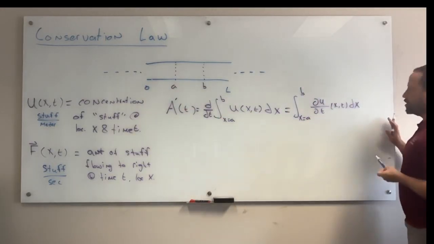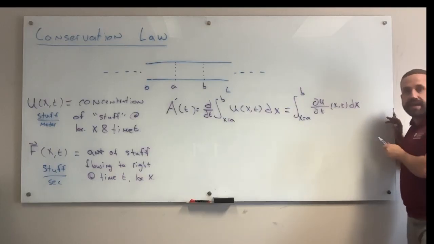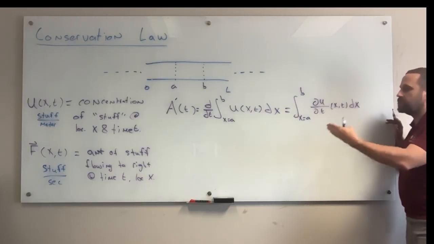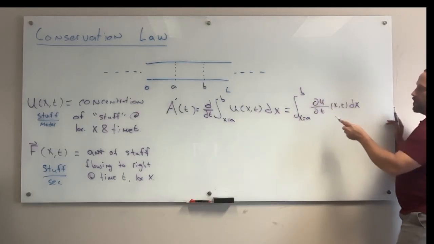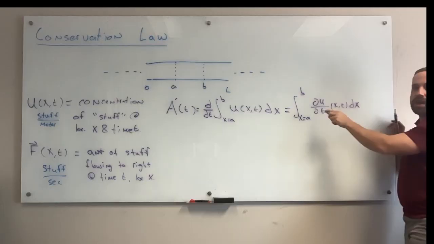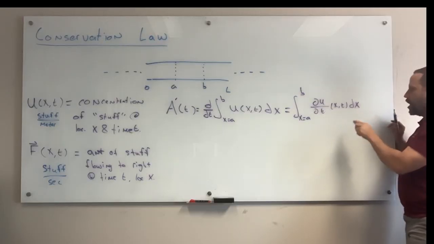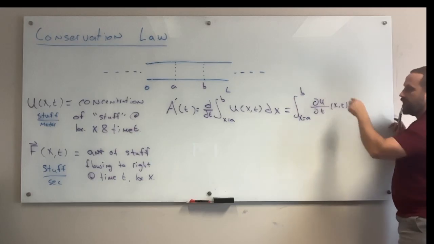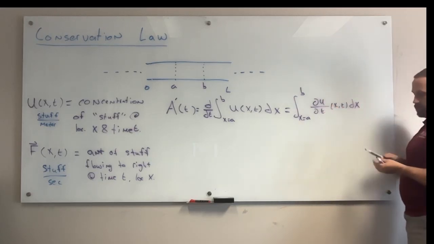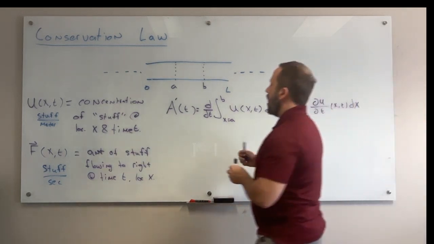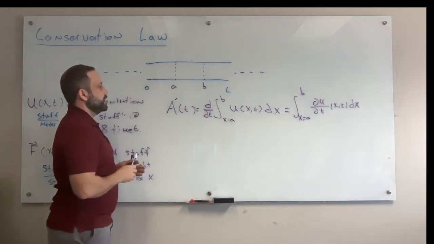Now let's make sure the units match up. So the unit should be stuff per second, right? That's what the A is, the amount of stuff, so its time derivative should be stuff per second. Let's see what we get over here. Well, u has units of stuff per meter. You take a derivative, you get stuff per meter per second. You multiply by meters, that gives you stuff per second, because the meters cancel, and so the units here are correct.